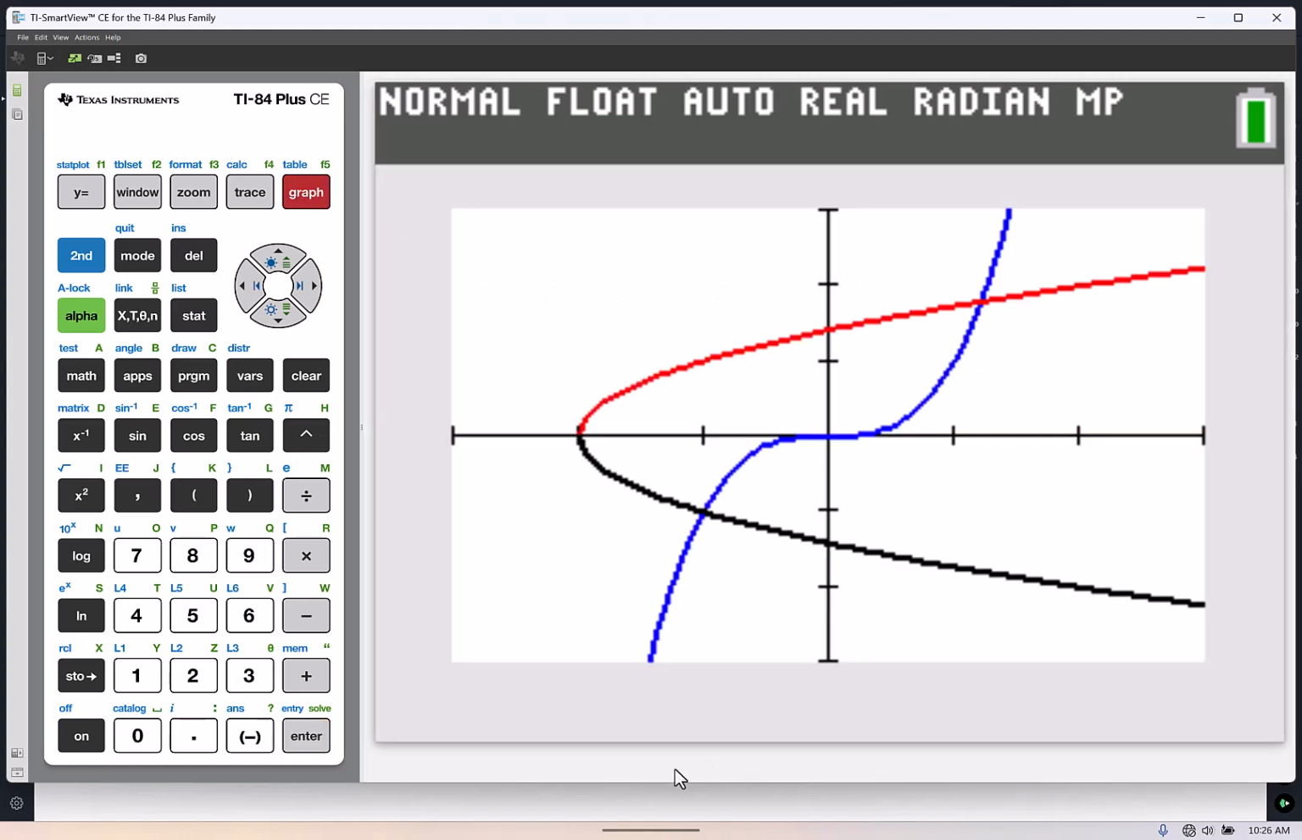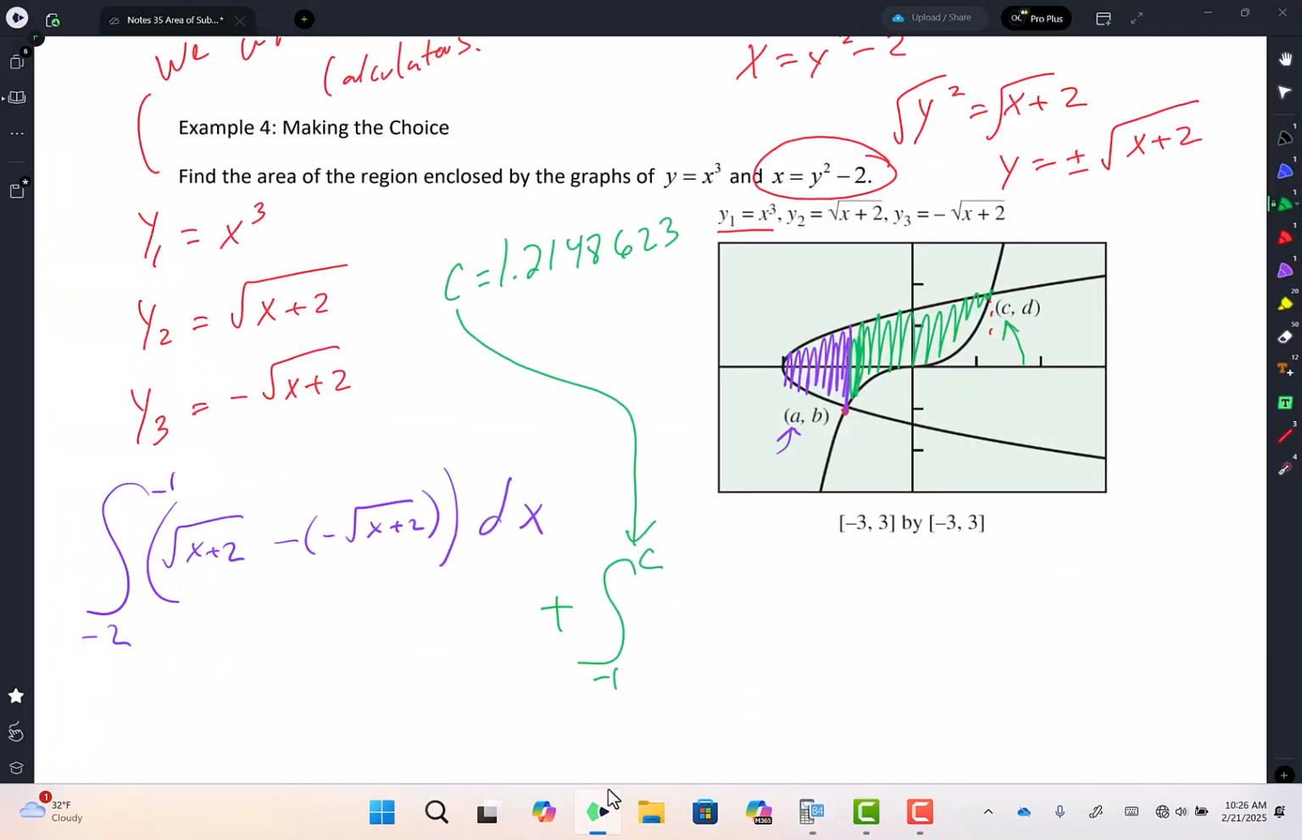What do I need now? Which one's on top? Which one's on bottom? Which one's on top for the green one? The square root one. So I'm going to write square root of x plus 2 minus, and now the cubic is on the bottom, minus x cubed dx. For the green one, right?